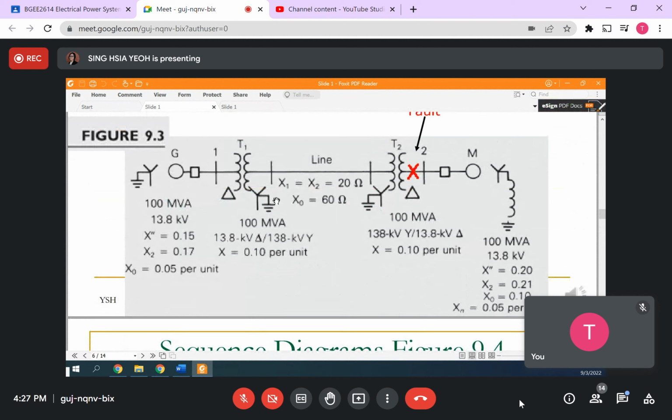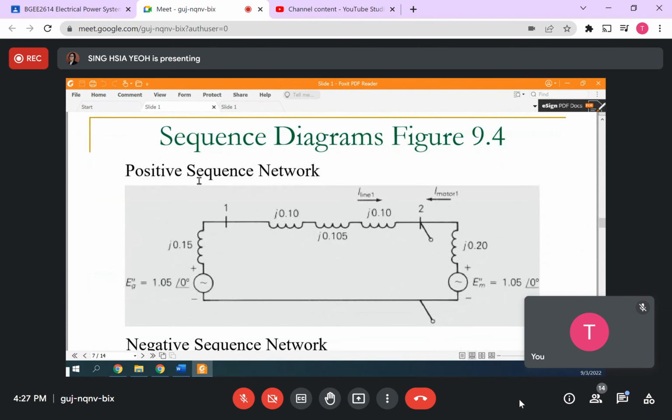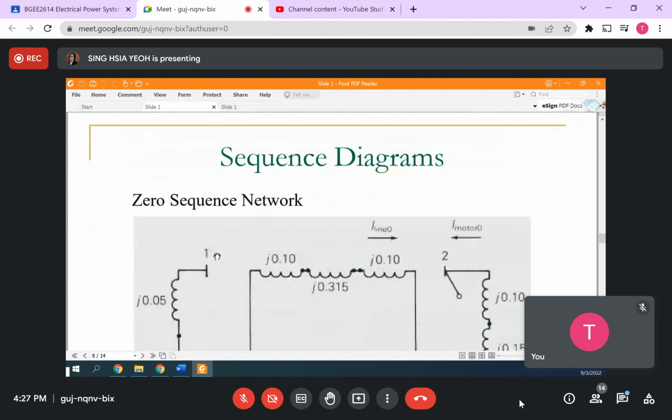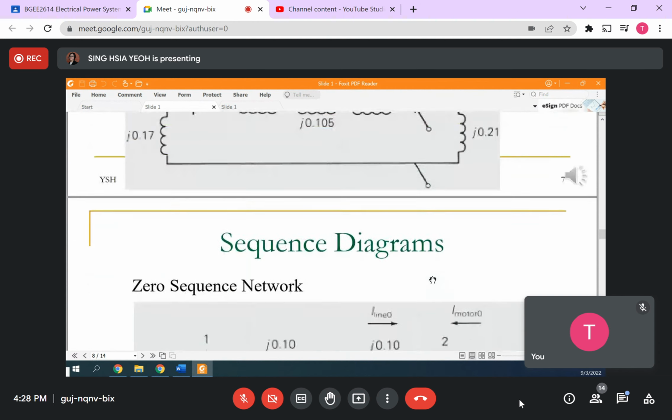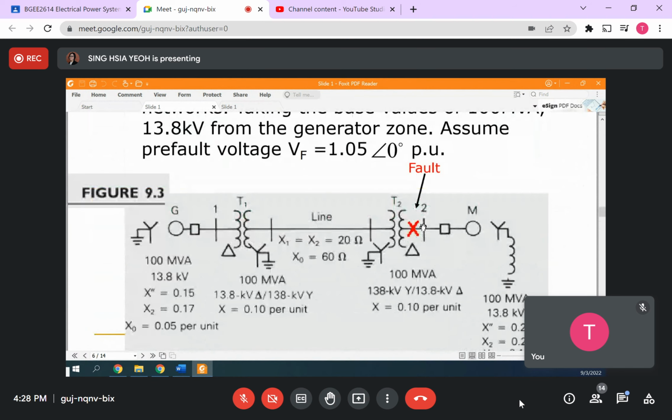Then, based on this diagram, this is in per unit. So you use per unit to find out XG, XT1, X line, XT2, X motor. Then you draw the diagram out. Only the positive sequence will have a source. Negative sequence has no source, and only the zero sequence is open circuit at the delta location.